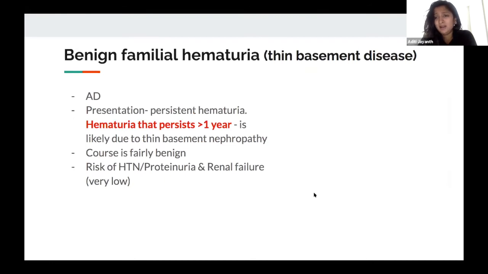And then thin basement membrane disease, which is benign familial hematuria, is autosomal dominant. The presentation is persistent hematuria. What's different about thin basement disease is that it's usually just hematuria that's persistently followed and is not getting better after a year. The course is fairly benign. The risk of hypertension, proteinuria, and renal failure is fairly low. This would probably just need a PCP referral, as long as they're not having symptoms of more severe disease.